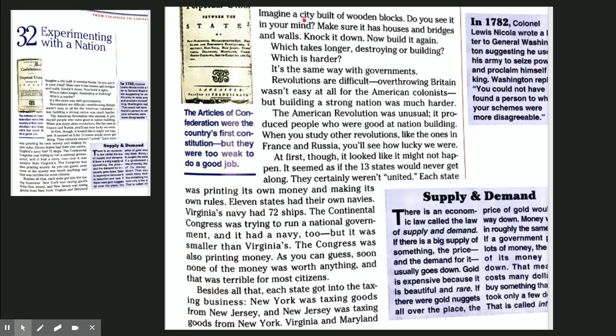See, we could have done without all that, right? And you could do without all my commentary about all that too, right? All right, back to the story. Which is harder? It's the same way with governments. Okay, this is getting better now.